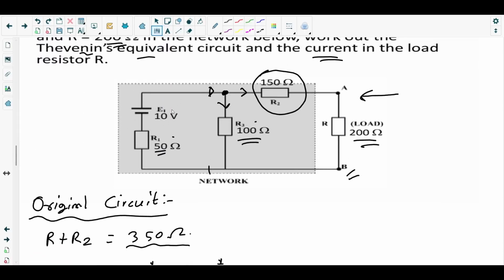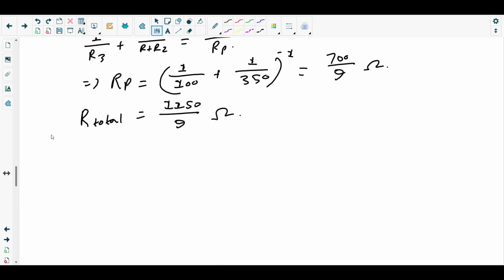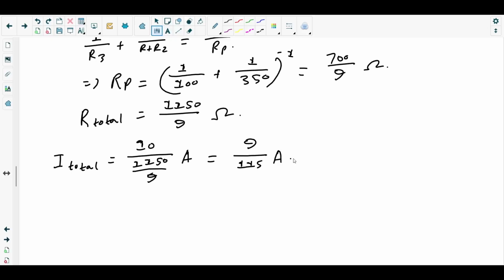Okay, so we have the EMF. From that we can easily find out the total current of the circuit, I total. So I total equals V over R. V is 10, over total resistance 1150 over 9, that much amps. So you get 10 over 1150 over 9, which gives you 9 over 115 amps. Okay, we got the total current.